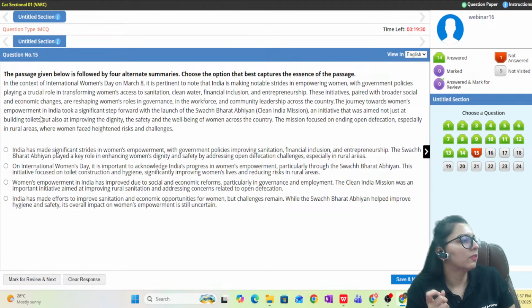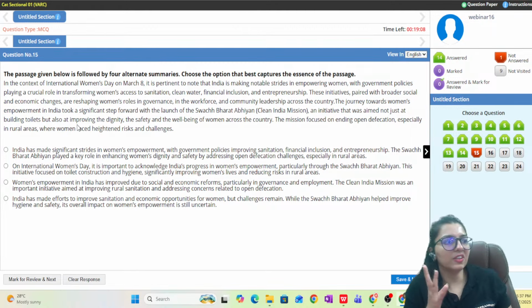The journey towards women's empowerment in India took a significant step forward with the launch of the Swachh Bharat Clean India mission, an initiative that was aimed not just at building toilets but also improving the dignity, the safety, and the well being of the women across the country. The mission focused on ending open defecation, especially in rural areas where women. Okay, so it's about how India is marching forward on International Day. We're celebrating and all about the Swachh Bharat.